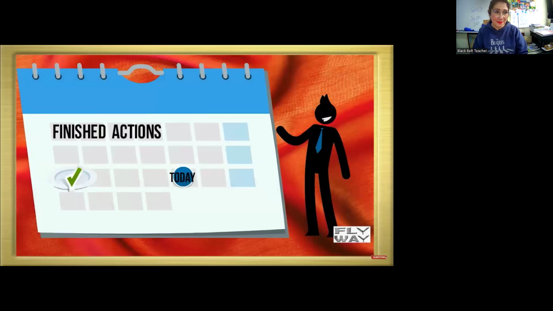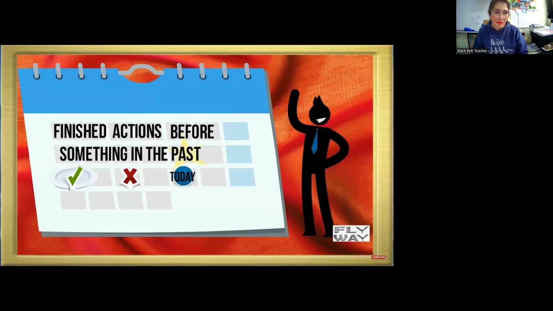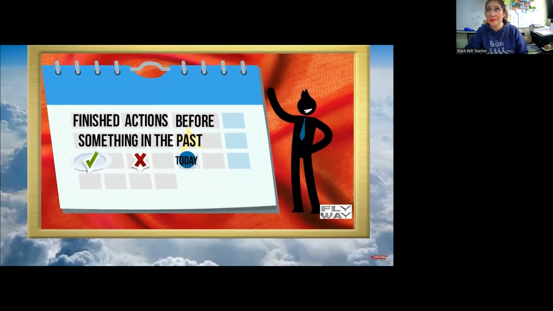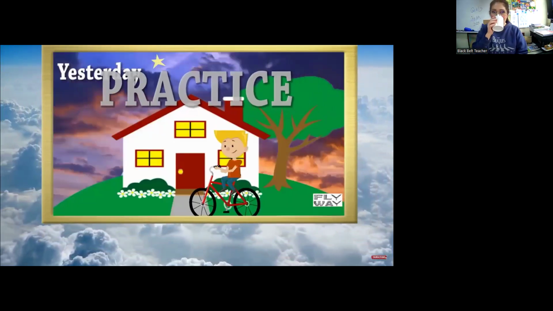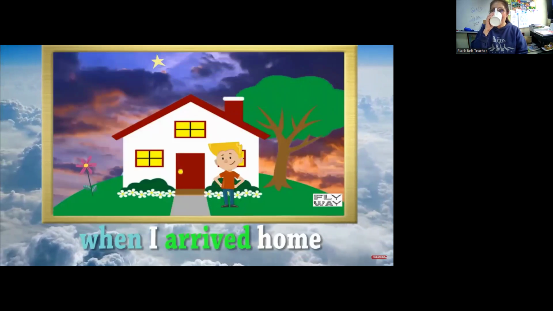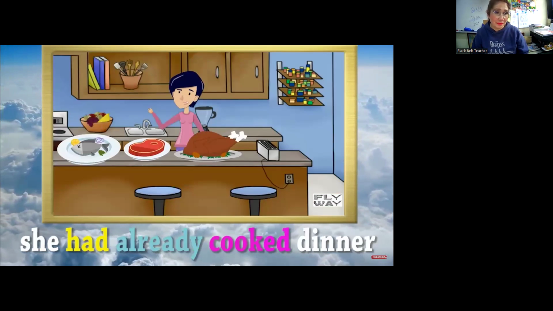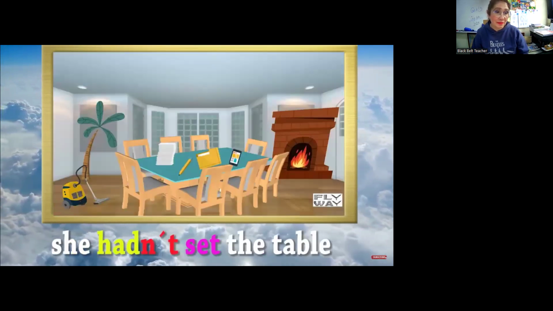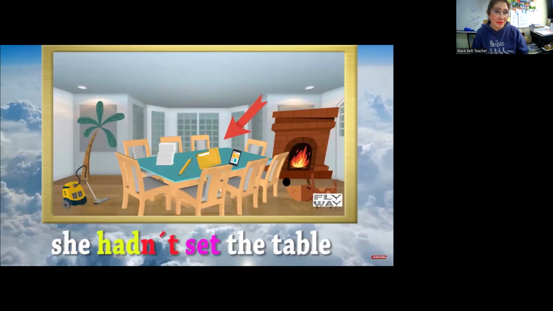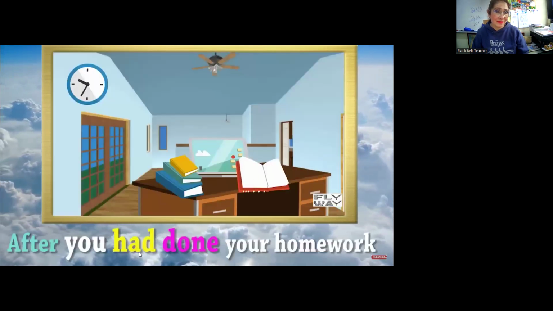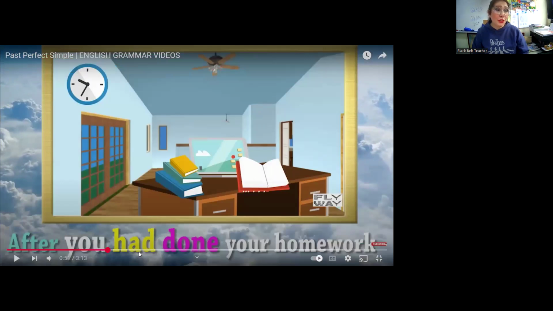Finished actions before something in the past. Yesterday, when I arrived home, she had already cooked dinner. She hadn't set the table. After you had done your homework, depois que você havia feito o seu dever de casa, you had done your homework first.